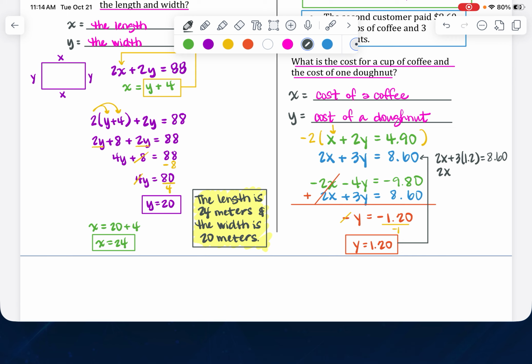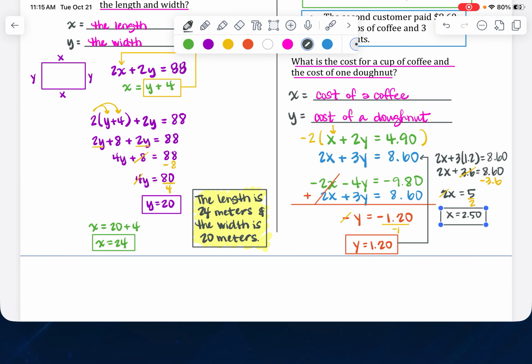So that gives me 2x plus 3.6 equals $8.60. Then I'm going to subtract the 3.6, which gives me 2x equals 5. And then if I divide by 2, I'm going to get x equals 2.50. And I know it is 2.5, yes, but I am talking about money.